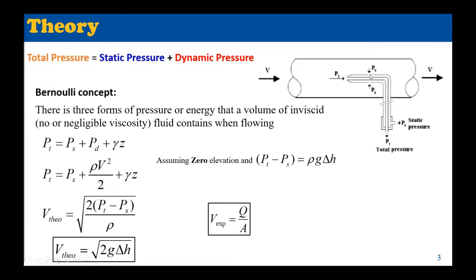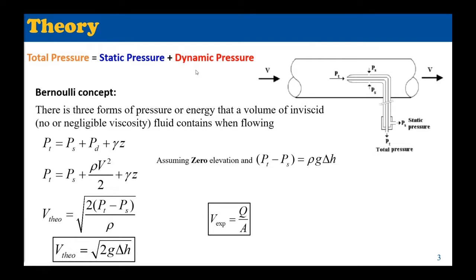So if we measure the pressure at this point and that point and take the difference, we can get the dynamic pressure, because this will give us the total and the pressure on the side will give us the static. So the difference would be the dynamic pressure.